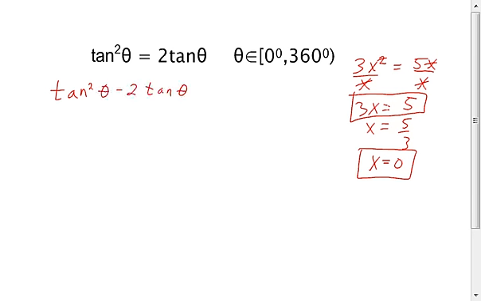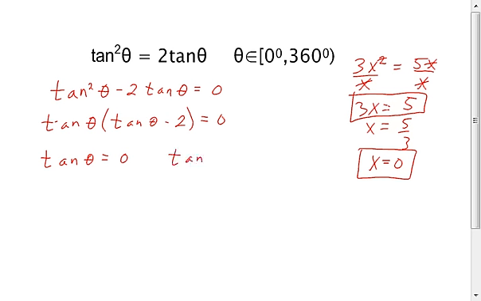And in this case, you should definitely choose the method of factoring. Factor out a tangent theta. And you get tangent theta times tangent theta minus 2 equals 0. And as we did before, when we used the factoring technique on the first example, you do tangent theta equals 0 and tangent theta equals 2.